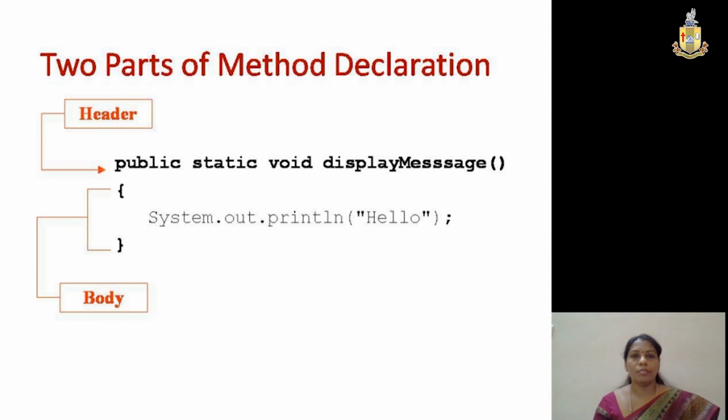Next, let us discuss the parts of the method declaration. It consists of header part and body part. Public static void displayMessage of opening and closing parenthesis. This is known as header. Here displayMessage is a function name. And then the list of statements inside the opening and closing curly braces are known as body of the method.